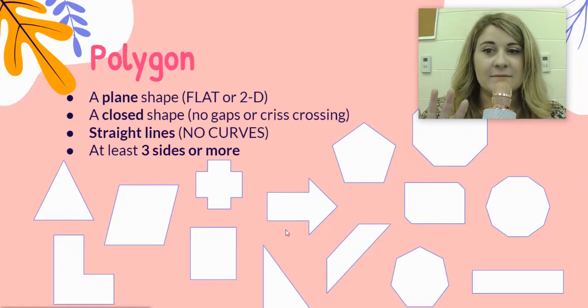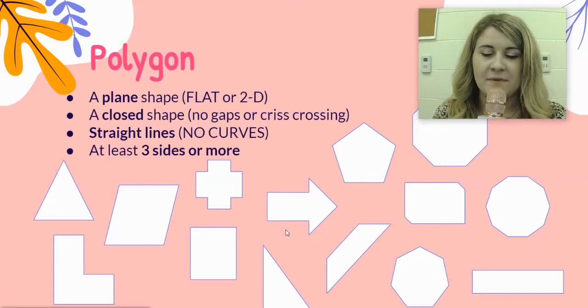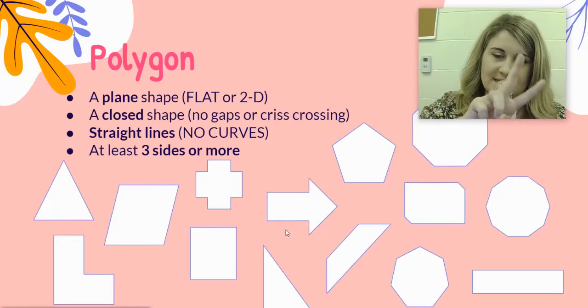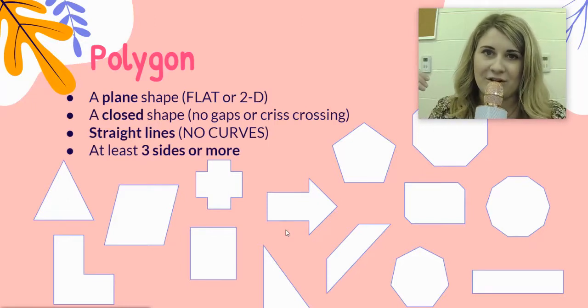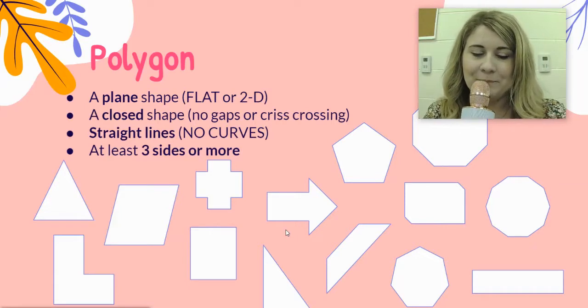All of these shapes are flat. They're not 3D. They are closed. They don't have any openings or crisscrosses. They have straight lines in them. They do not have curves. No curves at all. And they have at least 3 sides or more. If you only had 2 sides, then it would be open because that would be an angle. So if we add that 3rd line on there, that makes a triangle, and that is a polygon.